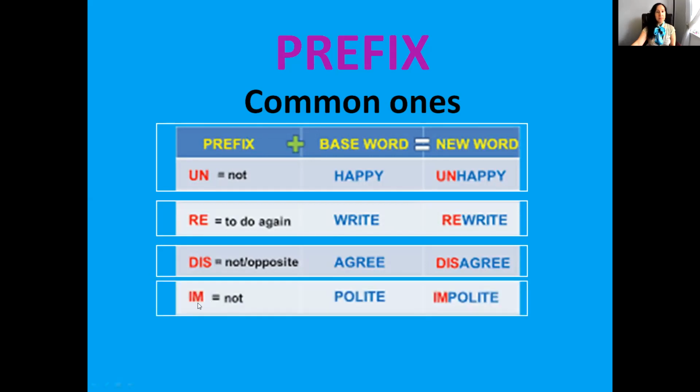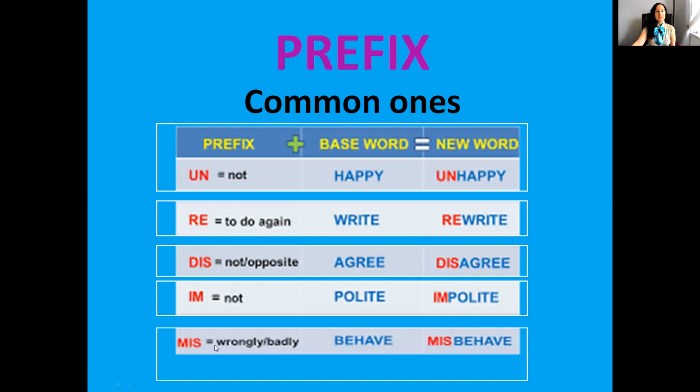The prefix im equals not. The base word polite. The new word impolite. Now you're probably asking yourself, look, there's 2 nots. Well, here are 2 nots for the prefix, un and im. The prefix mis equals wrongly, badly. The base word behave. The new word misbehave. Now these are just 5 common ones, okay? There are many more.